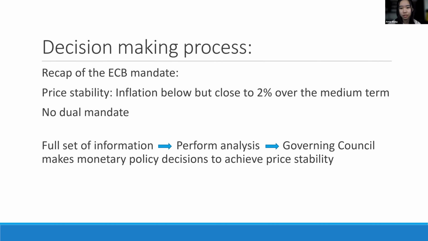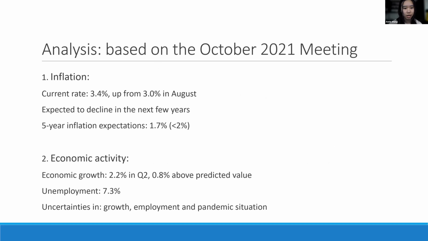I'm now going to give an overview of the decision-making process. Firstly, the ECB uses the full set of information to perform analysis. In the end, based on that analysis, the Governing Council makes monetary policy decisions to achieve its objective, which is price stability. So now I'm going to move on to the analysis. Next slide, please. This analysis is based on the October 2021 meeting.